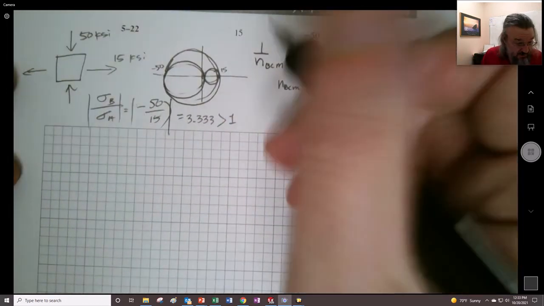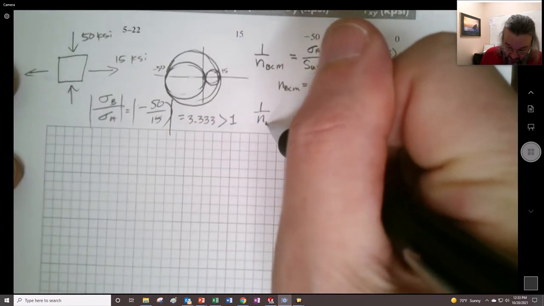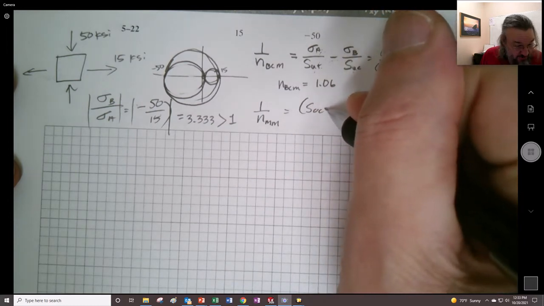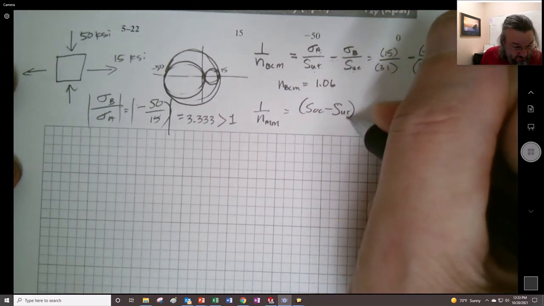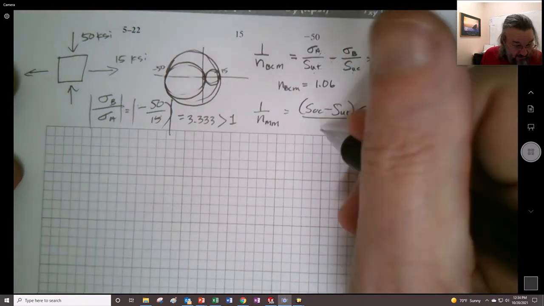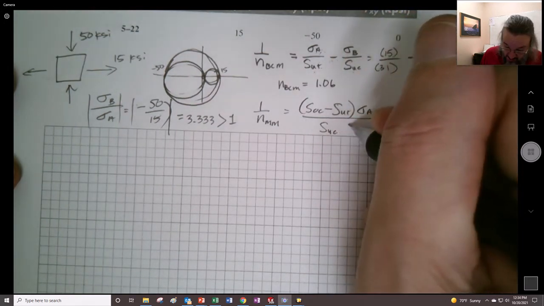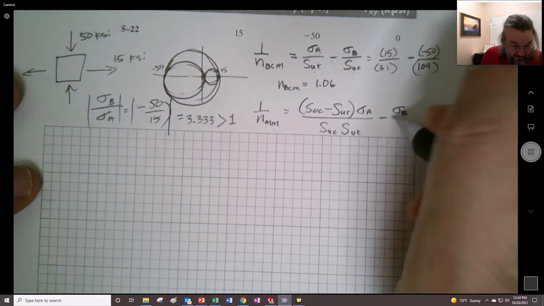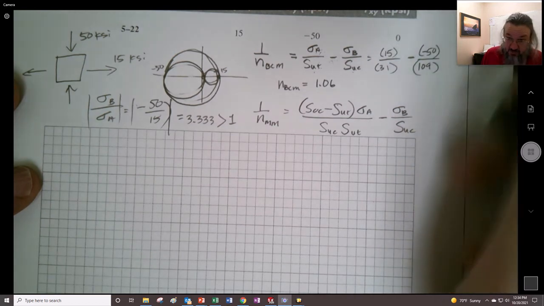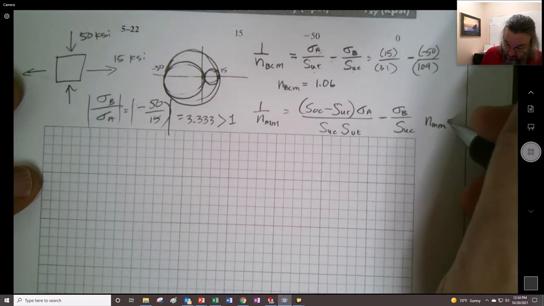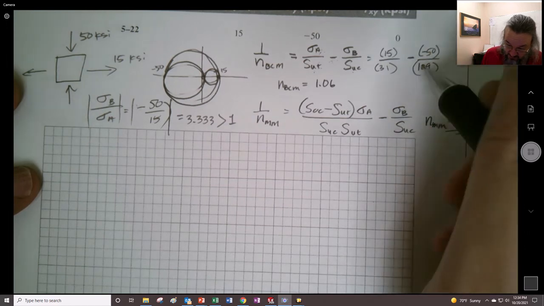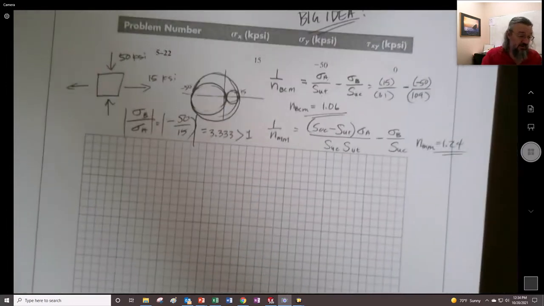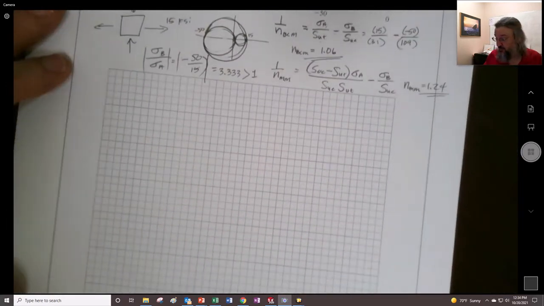That's the idea here. So now instead we use the 1 over n modified Mohr, which looks like the ultimate in compression minus the ultimate in tension times sigma A divided by the ultimate in compression times the ultimate in tension, minus sigma B over ultimate compression. If we do that, we get 1.24, right? So we had 2 different answers here. But let's take a look at that graphically. And then we'll probably not do the modified Mohr anymore.